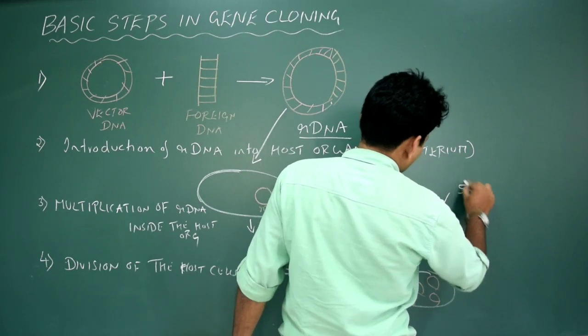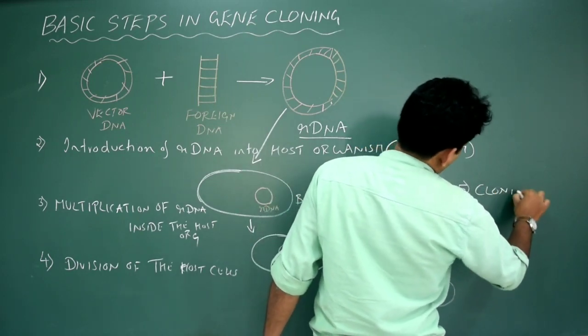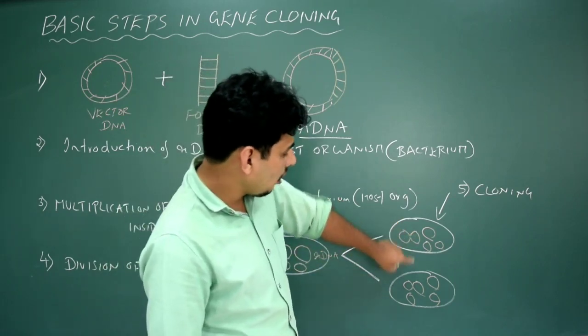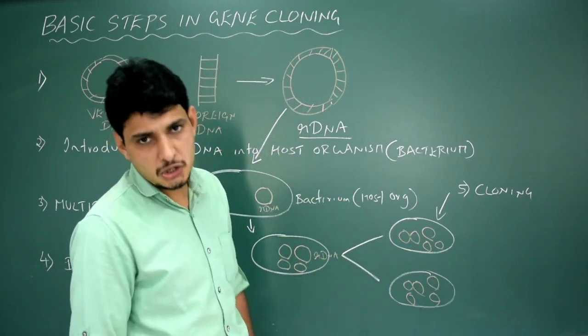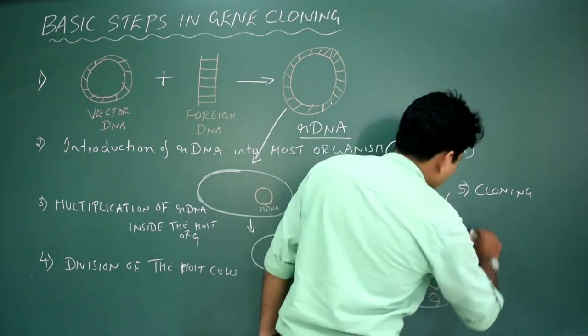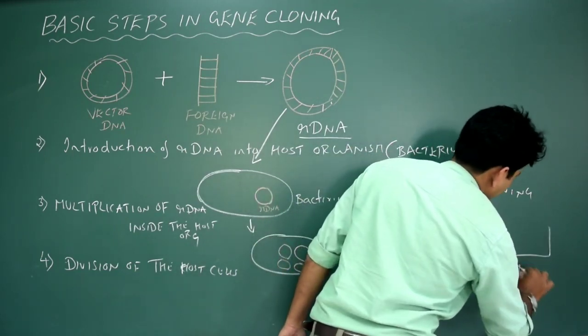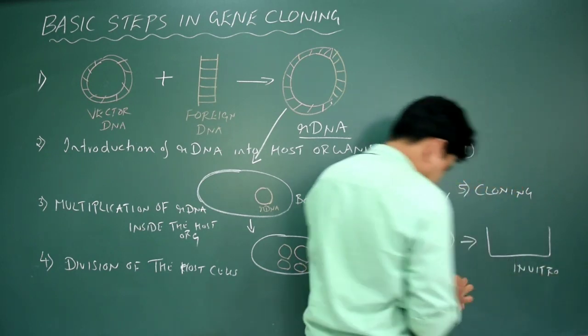What is the 5th step? Nothing but cloning. What is this cloning now? Is this cloning associated with rDNA or the host organism? In this case, the host organism. That's it. So I am going to transfer this bacteria into a petri plate. That means in vitro. Correct? In vitro in the petri plate.